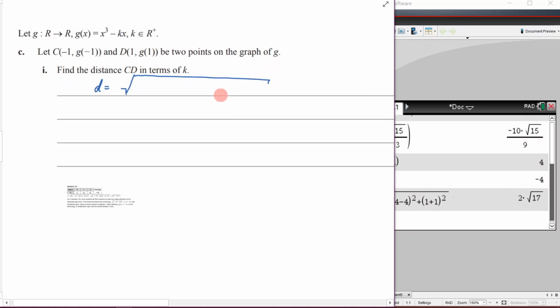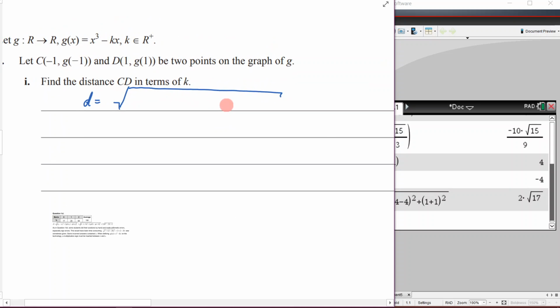And what we're going to do here is go the difference in our y's. So that's going to be this, subtract this. So, whoa, let's see if we can make that a bit prettier. G of 1 minus G of negative 1, close brackets, square it, plus the difference in my x's. So that's going to be 1 minus negative 1 squared.